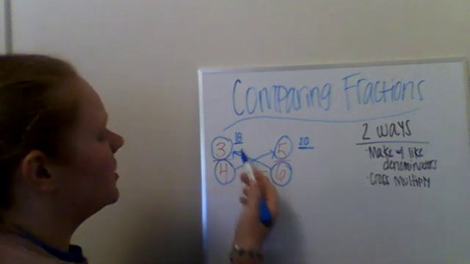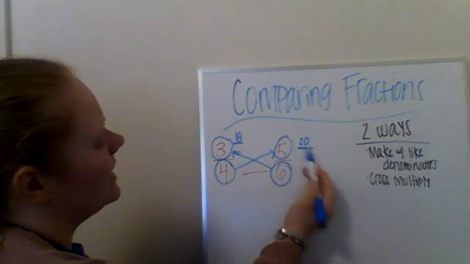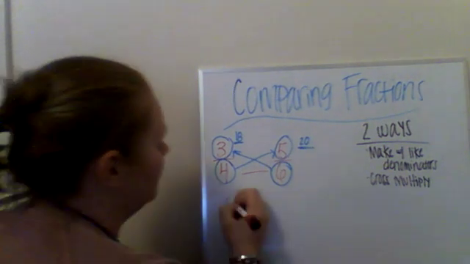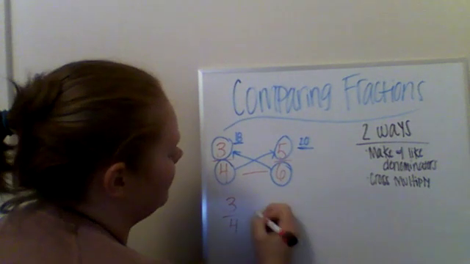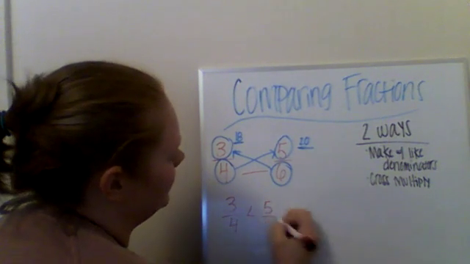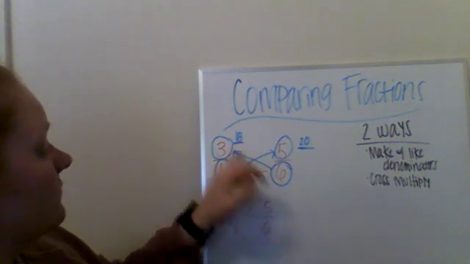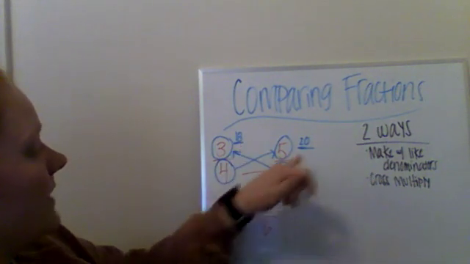So right here, if I look at 18 and 20, I know 20 is greater than 18. So I know my problem, 3/4 is less than 5/6 because of the numbers I just made right here in my cross multiplication of 3 and 6 to get 18 and 4 and 5 to get 20.